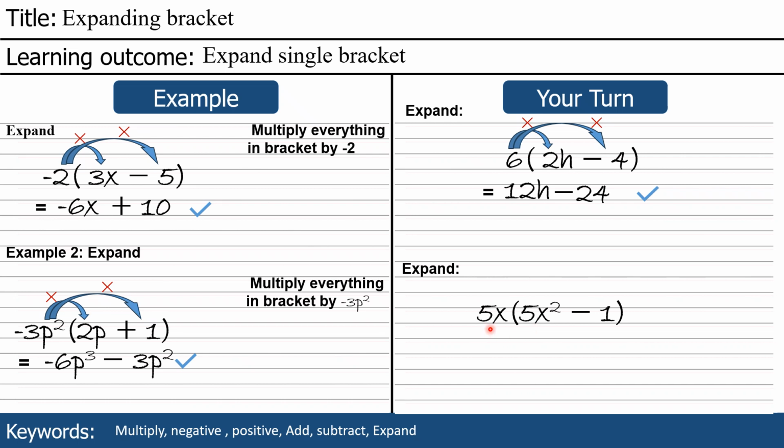Okay, let's start. So 5x multiplied by 5x squared will give you 25x cubed. And then 5x multiplied by minus 1 will give you minus 5x. And remember, that's your answer. It cannot be simplified any further as these are unlike terms.